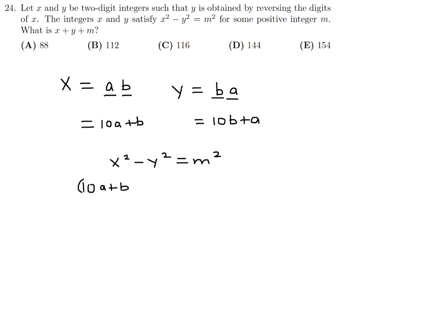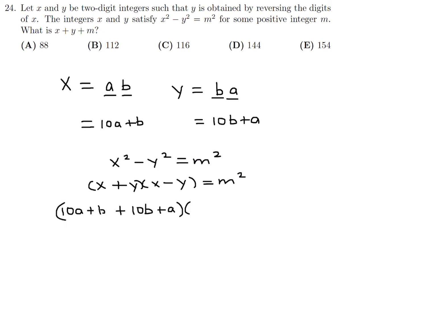Or I think a quicker way is just to factor it, right? Because x squared minus y squared is (x plus y)(x minus y), and I think that might save us a little bit of work. So x plus y is 10a plus b plus 10b plus a. x minus y is 10a plus b minus 10b minus a, equal to m squared. And let's see what we get here.